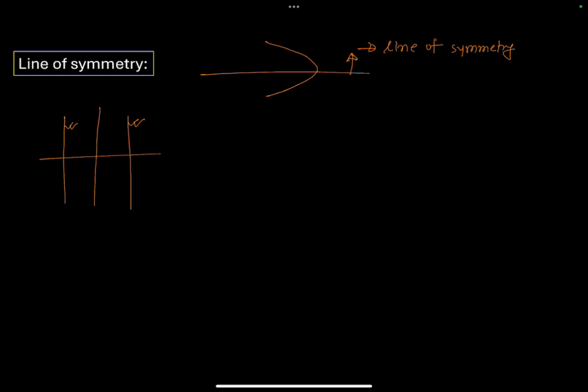Now, how can we determine the line of symmetry or vertex? To understand the line of symmetry of a parabola, we have to know the concept of vertex or turning point. So how can we calculate the vertex? We have to do some calculus here. We know that y is equal to ax squared plus bx plus c.